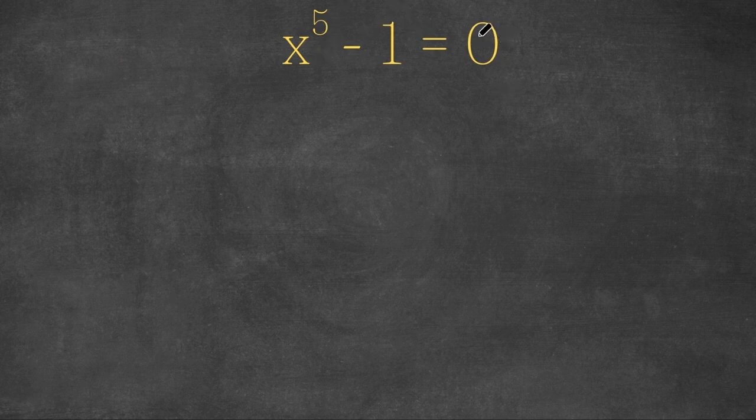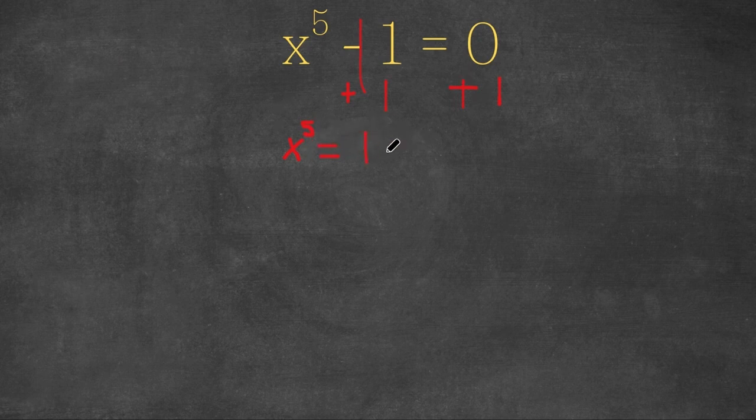Well, our first step is to isolate x, right? We want to get it by itself. So to do that, we need to get rid of this negative 1 here. So we need to get it to the other side, and how we're going to do that is we're going to add 1 on both sides. So these two would cancel out because negative 1 plus 1 is 0, so this would leave us with x to the power of 5 equals 0 plus 1 is 1.